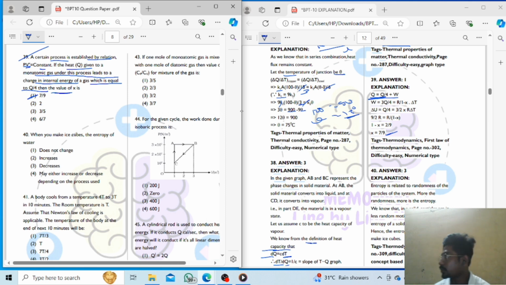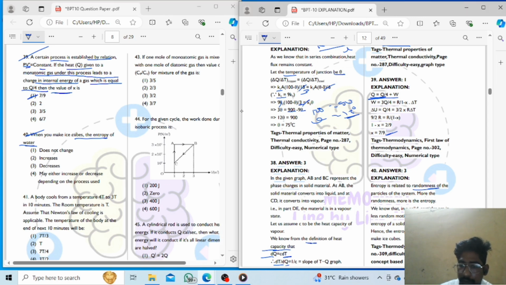All the things were already given in question 39. When you make an ice cube, what happens to the entropy of water? First of all, understand that entropy is related to the randomness of the particles of the system. The more the randomness, the more the entropy.